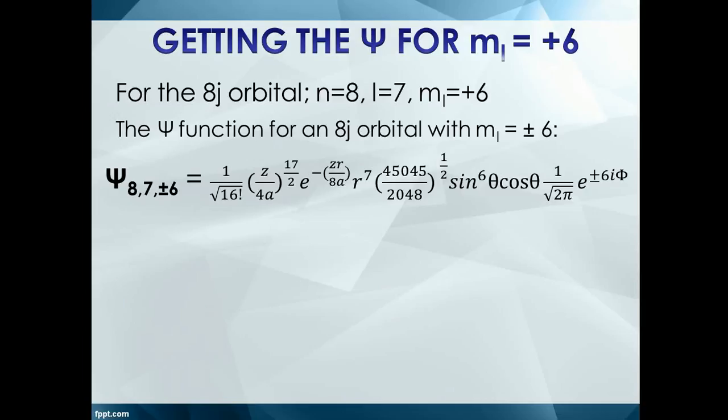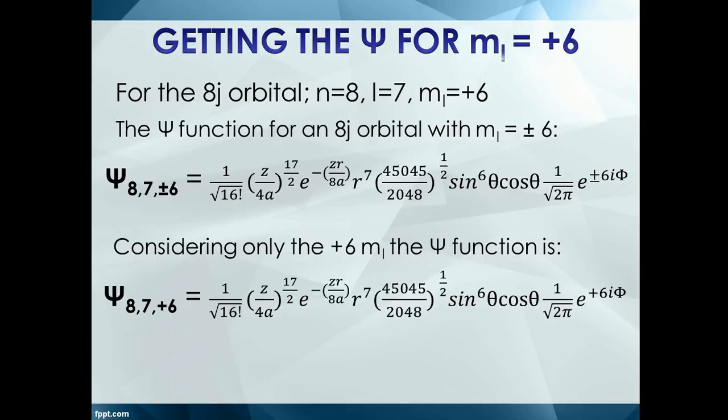the purpose of this is to separate the positive 6 and the negative 6 ML values of the 8J orbital. So, first we solve the wave function for the 8J orbital with an ML value of positive 6. Considering only the positive 6 ML value, the psi function is given as 1 over square root of 16 factorial, (Z over 4a) raised to 17 over 2, e raised to negative Zr over 8a, r raised to 7, (45,045 over 2048) raised to 1/2, sine raised to 6 θ cosine θ, 1 over square root of 2π, e raised to positive 6iφ.